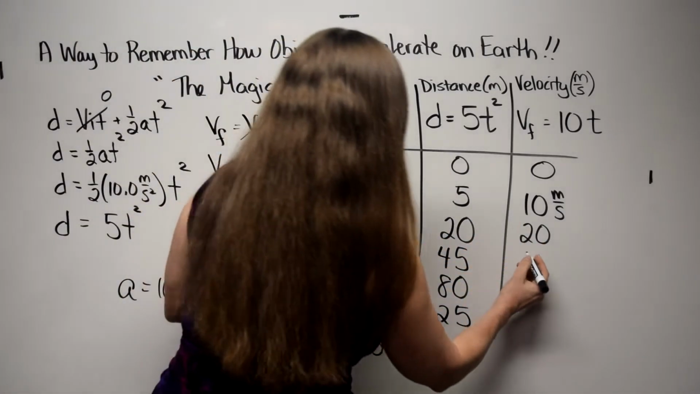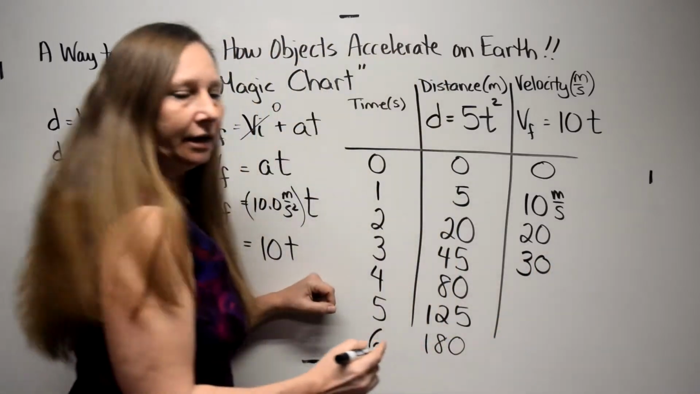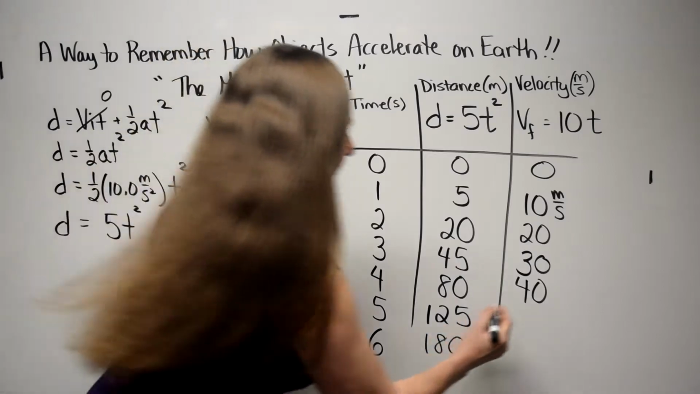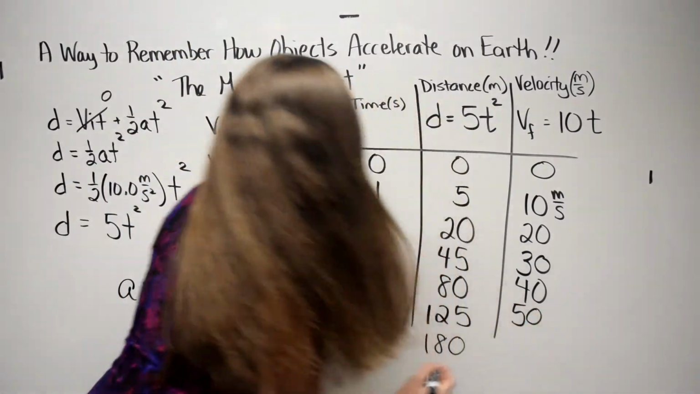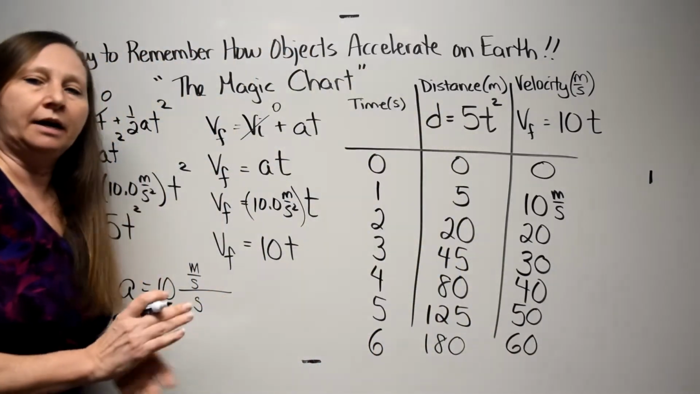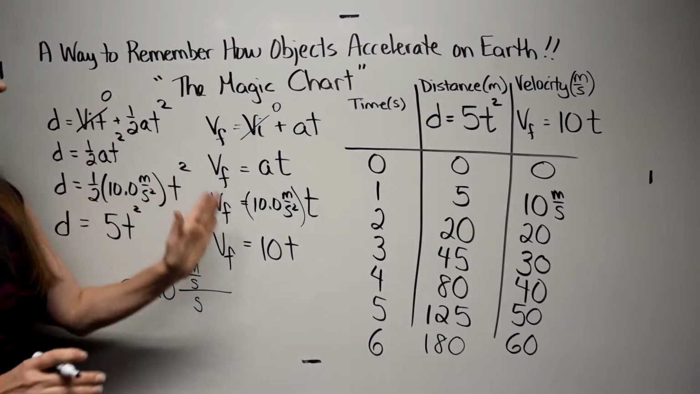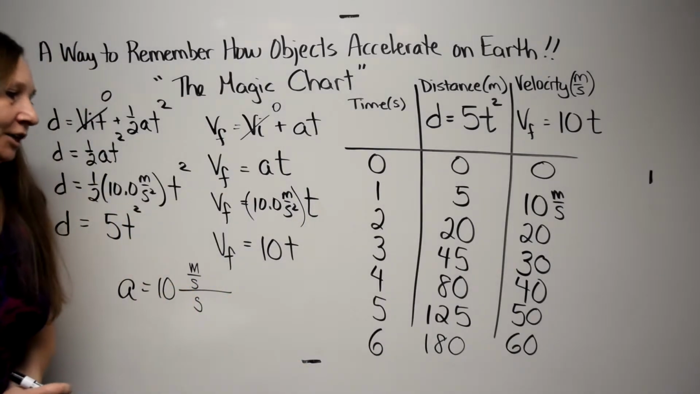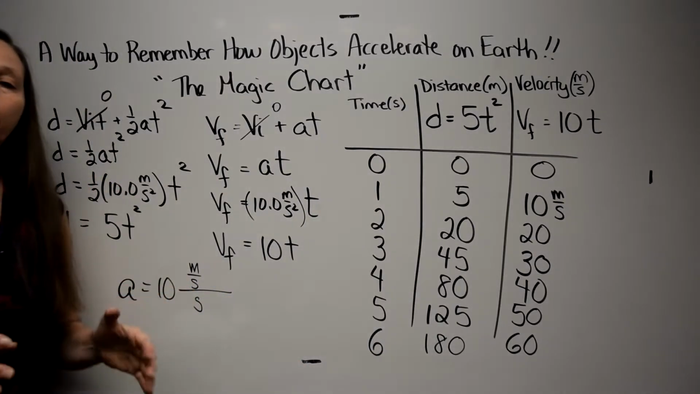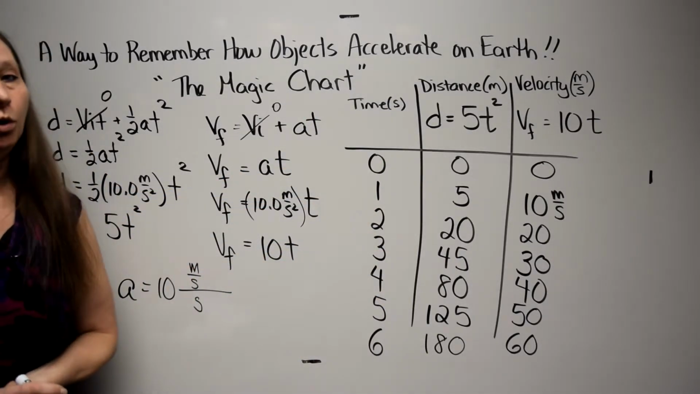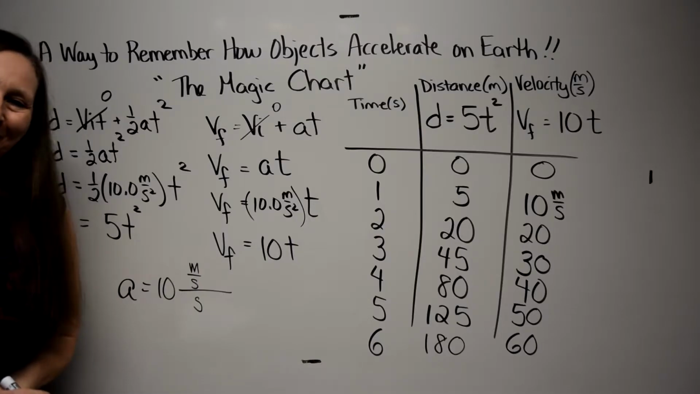So after another second, it's 30 meters per second. After another second, it's 40 meters per second. After 5 seconds, it's 50 meters per second. And after 6 seconds, it's 60 meters per second. Memorize how we got these numbers and then memorize the numbers. All right, this will help you. And again, this is only for Earth. You cannot use these numbers if we drop an apple on the moon or on Jupiter.